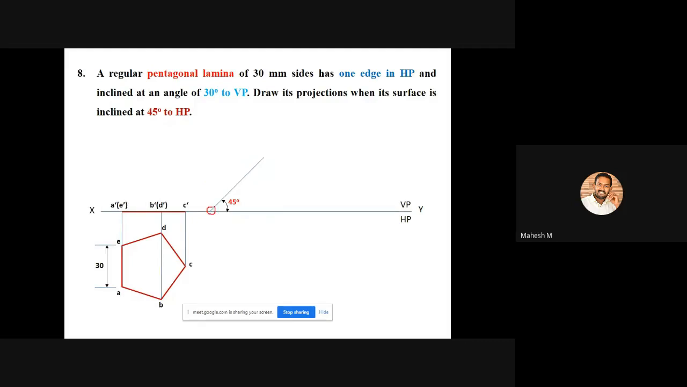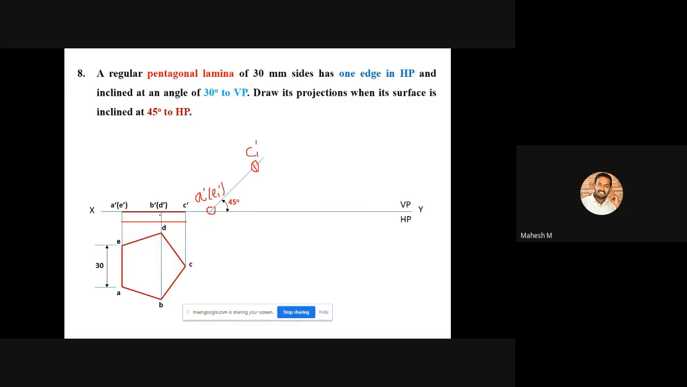So this is our starting point. You can measure this horizontal distance. So after measuring this distance, you can create an arc like this. So if you're creating an arc like this, you will get an end point. So this point is the C1 dash point. Okay. And this point is A1 dash or E1 dash.